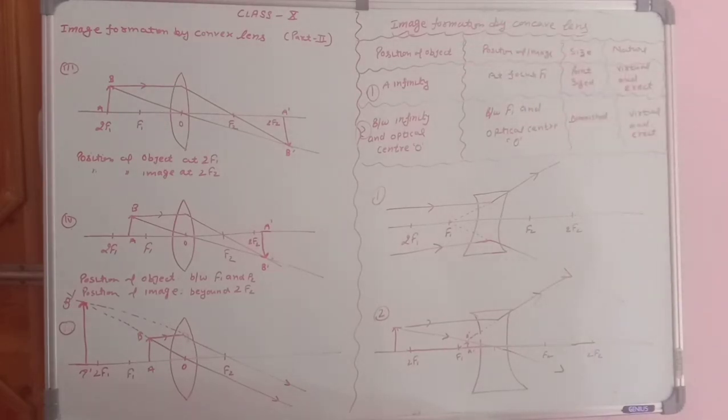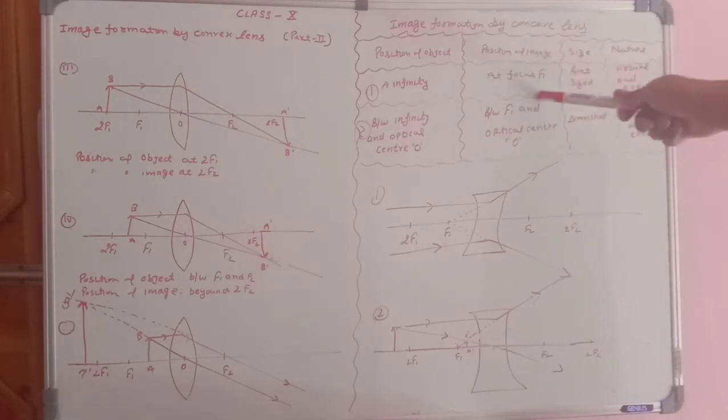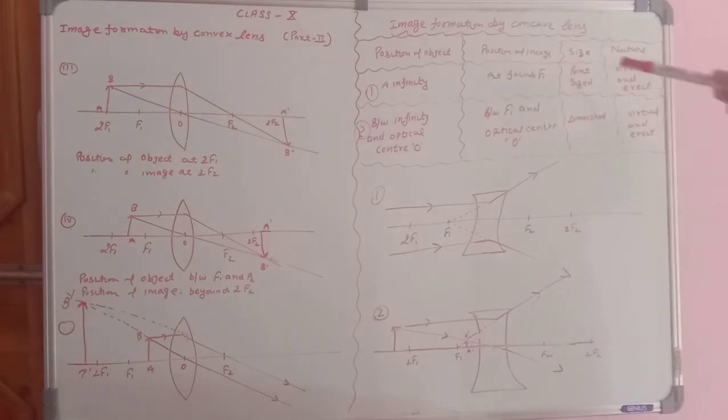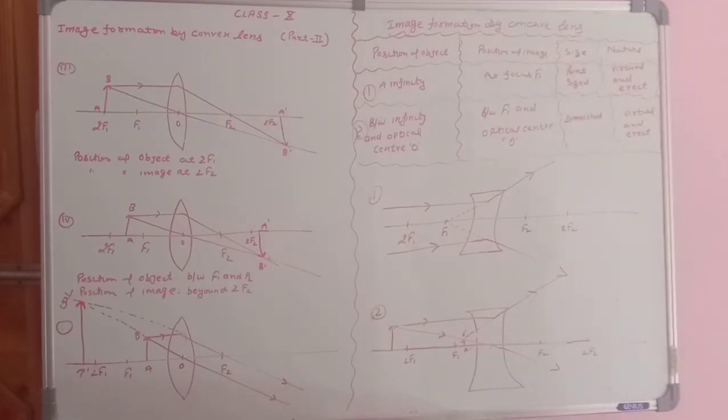So obviously the image will be at focus. But you just see, in your convex lens, the image was forming on the f2 side, but here the image is forming on the f1 side. So at focus f1 the image will be formed. What will be the size of the image? It will be point sized, very small. Okay, nature: it will always be virtual and erect. I hope the first point is clear to you.